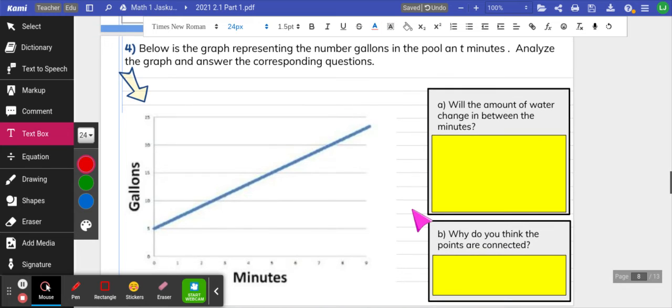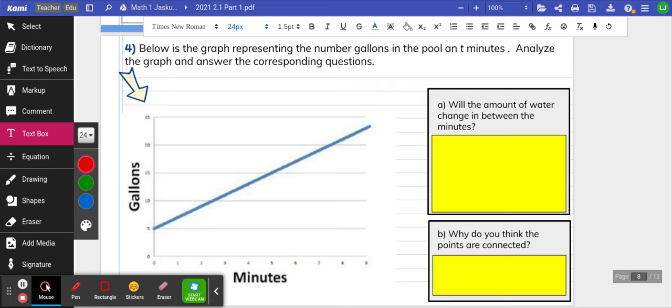Okay, if we scroll down, here's the graph. It starts at 5 gallons, and then every minute, you'll see that 2 gallons are added to the pool. So here's the new thought. Will the amount of water change in between the minutes? I want you to just visualize a hose going into a pool. Think about, does the water just automatically dump into the pool every minute, 2 gallons? Or is it kind of gradually going into the pool?